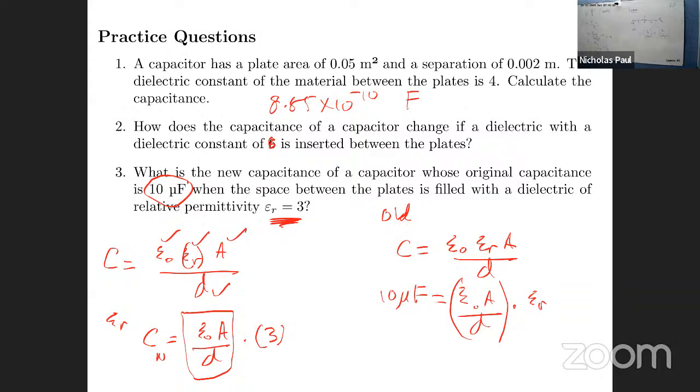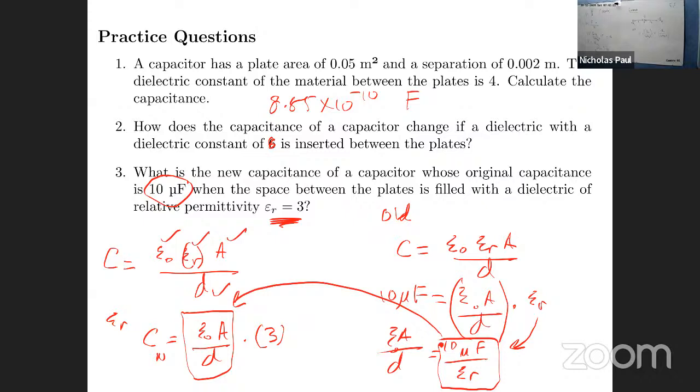So epsilon A on D, I'm moving it across here, and I will get epsilon A on D equal to 10 microfarads all over epsilon r. You're seeing that? So now, if I take this value here and substitute in here, see what I did.